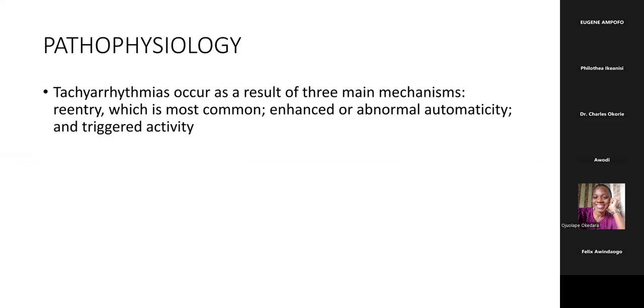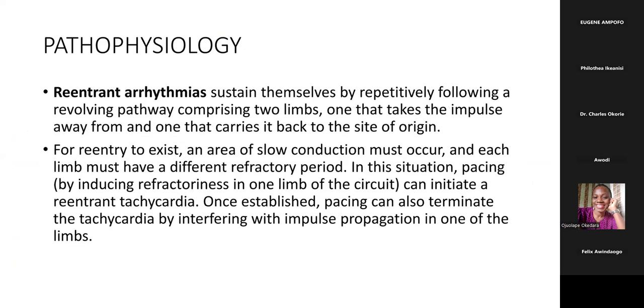As a way of pathophysiology, tachyarrhythmias occur as a result of three main mechanisms, which I have already described, but a little description of them. They can occur as reentry, which is the most common, and then enhanced or abnormal automaticity and triggered activity. Then the continuation of the pathophysiology.